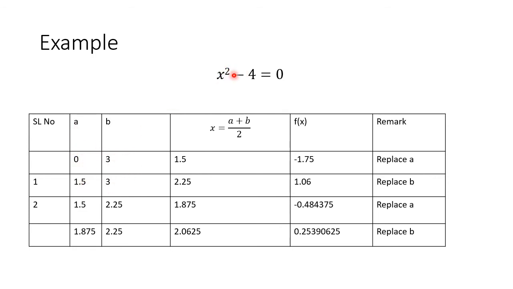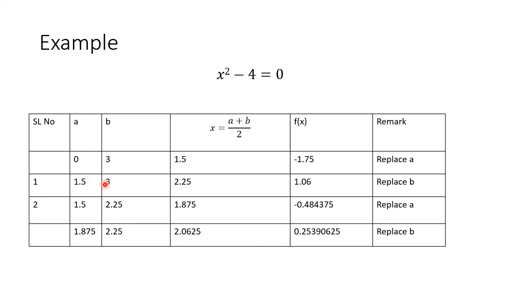When x is equal to 0, you get minus 4. The function is negative. And at b, that is 3 square minus 4, which is 5, that is positive. So we have chosen such a condition. Then we calculate the midpoint. Obviously, the midpoint of the interval 0, 3 is 1.5. Then we evaluate the function at 1.5. So 1.5 square is 2.25, minus 4 gives negative 1.75. Since this is negative, we replace the lower limit. So our interval, before it was 0 to 3, now it is 1.5 to 3.